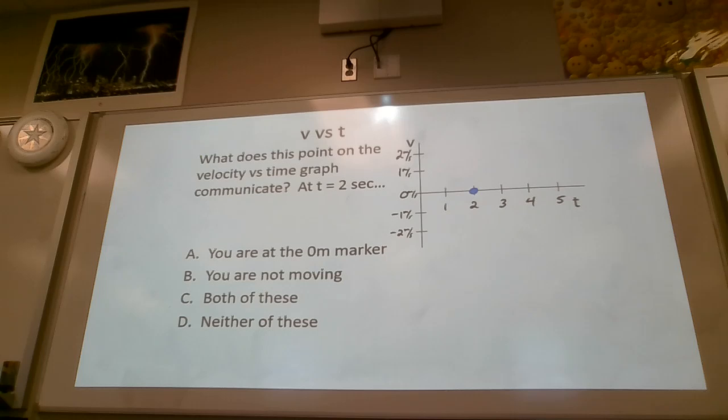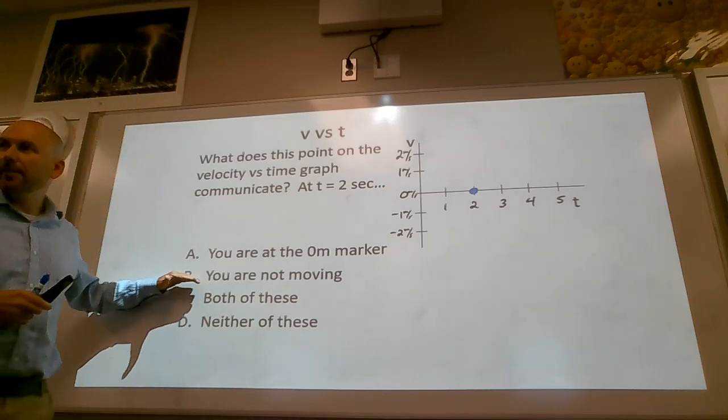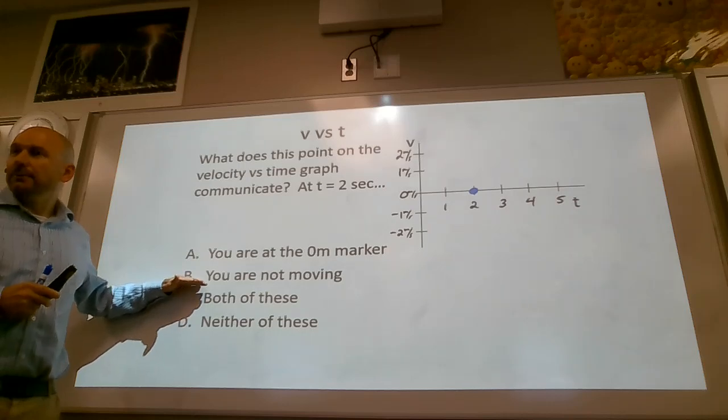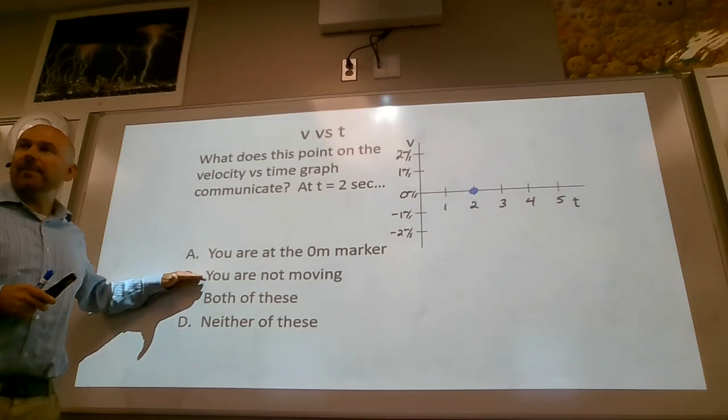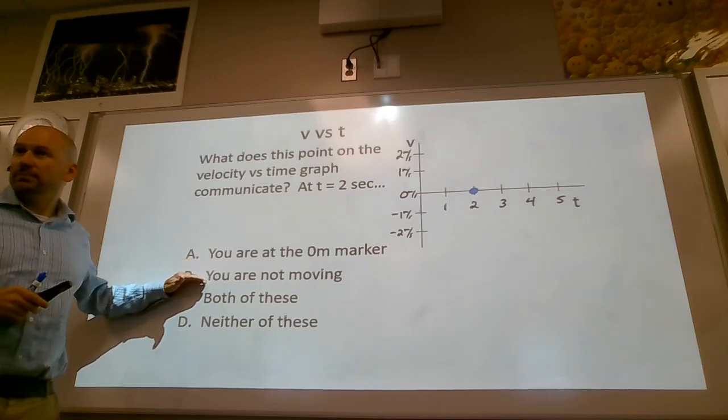Thumbs up when you have a guess. For the sake of time, I'm going to tell you. Correct answer is only B. You know what your speedometer says, but you have no idea where you're parked. Okay?